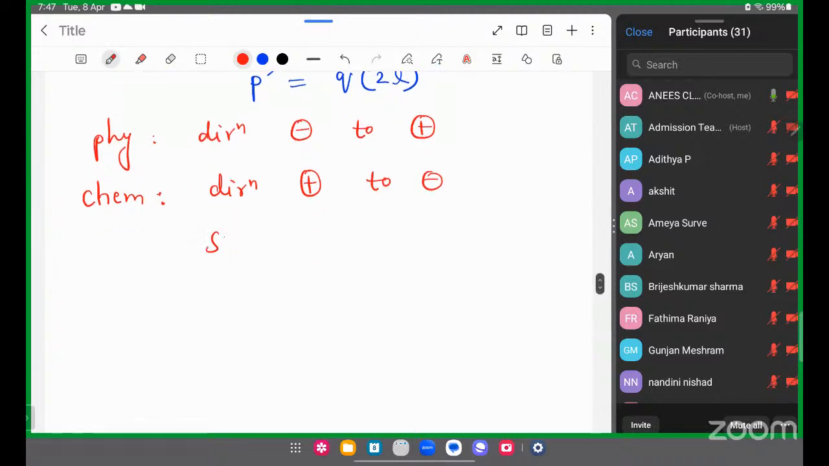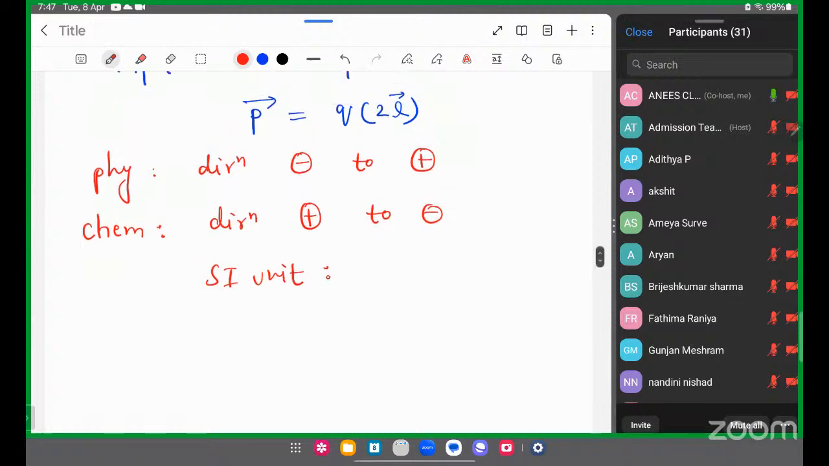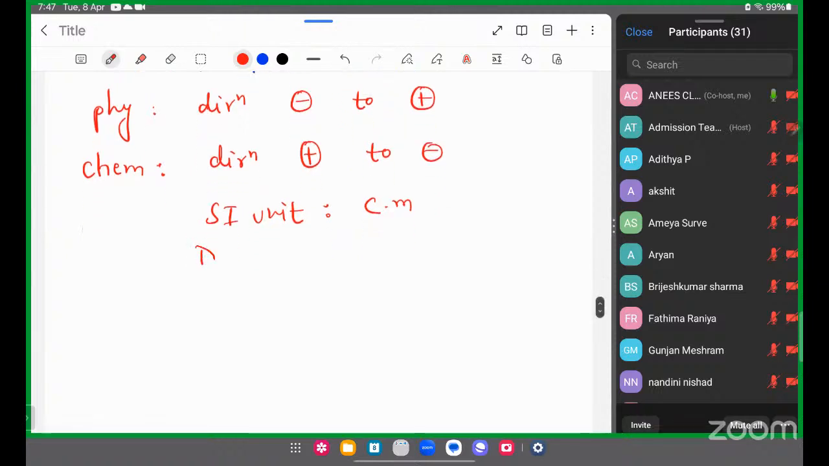Its SI unit will be what? Charge is given in coulombs and distance in meters, so its SI unit will be coulomb meter. Next, its dimensional formula. For charge we have AT and for distance we have L, so this will be LAT. Understood?